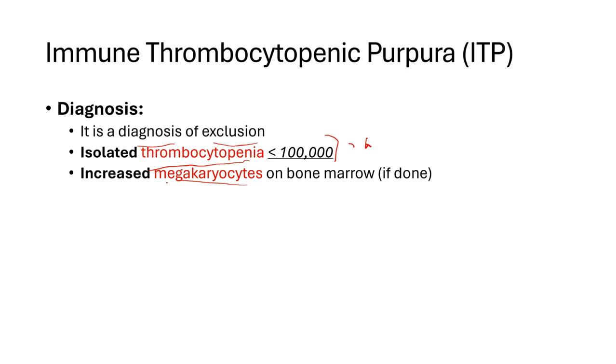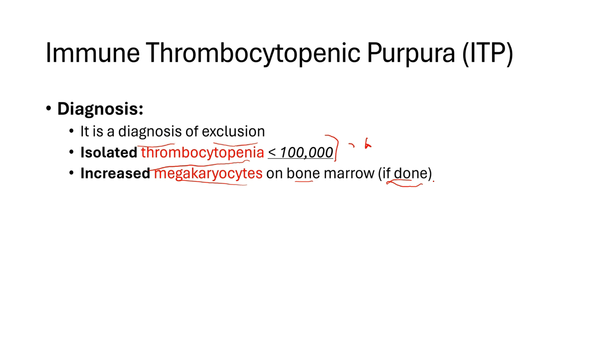The marrow responds by producing more megakaryocytes, which are thought to be the precursor cells that generate platelets. Please note that this is found on bone marrow, and this may or may not be given to you on test day. Again, we do not need a bone marrow biopsy in order to diagnose ITP, but we do need it in order to rule out other causes.